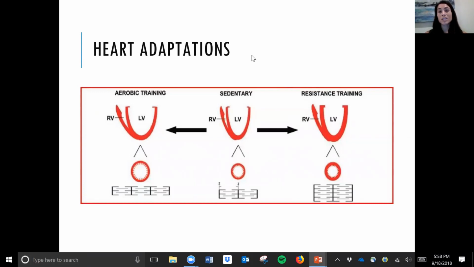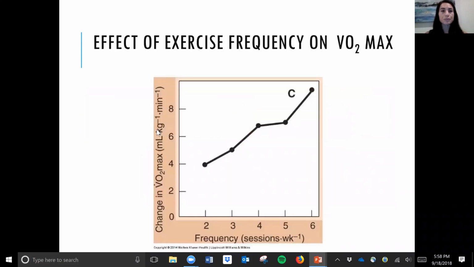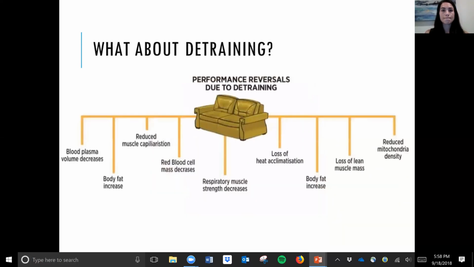And if you compare aerobic training to resistance training, with aerobic training you actually get a larger heart. You certainly get a little bit more thickening with resistance training, but the heart in aerobic training still expands and gets larger. This picture depicts that as your frequency, here on the x-axis, goes up with cardiovascular training, so does your VO2 max. VO2 max is a measure of your aerobic capacity, so how well you can utilize oxygen and expend carbon dioxide.